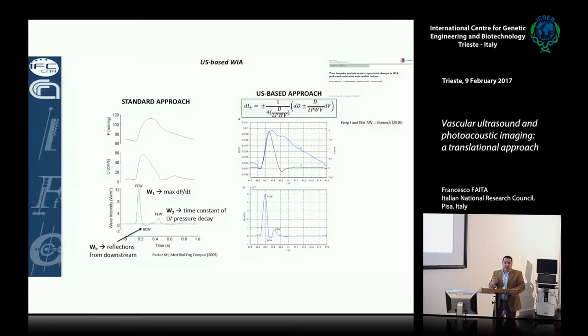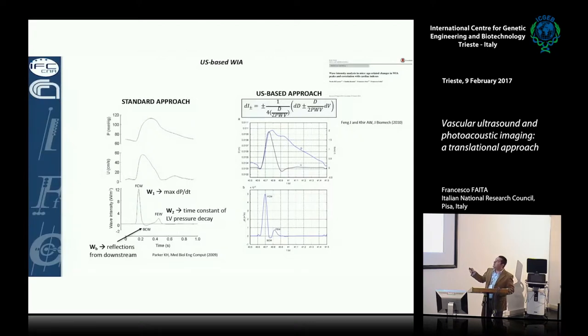However, unfortunately, when we are doing ultrasound imaging, we don't have pressure values. But thanks to the work of Feng and colleagues, we can evaluate wave intensity analysis using ultrasound-derived measurements only. In particular, we have to use the diameter instead of the pressure, and we need to add some other information in terms of local pulse velocity. So the equation we used for wave intensity analysis is this equation. But at the end, the signal you can obtain applying this equation is very similar, corresponding to the curve expected from the original theory.